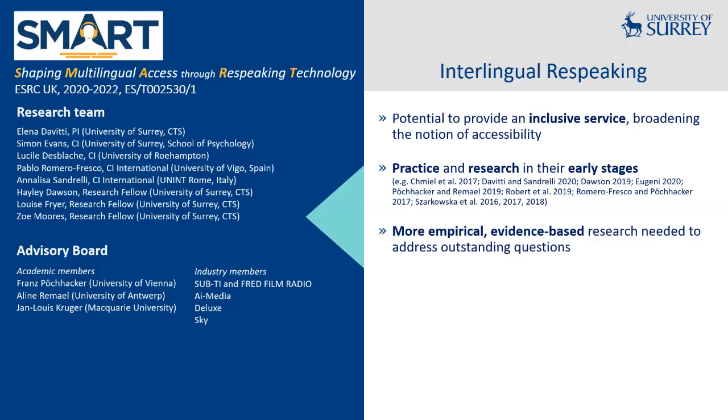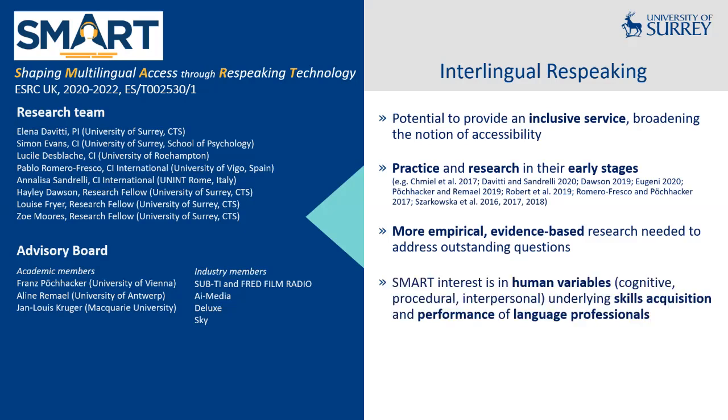SMART aims to collect the first extensive base of empirical data to explore how language professionals from different backgrounds perform interlingual respeaking after receiving specialized training in this technique. To this end, the project will adopt a mixed method approach to collect and correlate different human variables, such as cognitive and interpersonal measures and information about previous experience and existing skills that are thought to be critical to the interlingual respeaking process. The final goal is to gain insights into how these different factors moderate skills acquisition and performance.